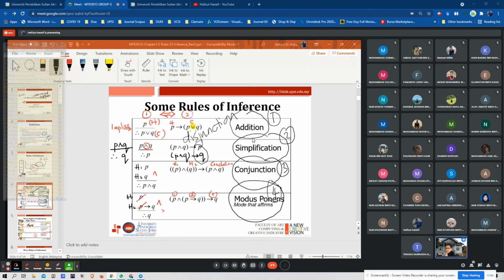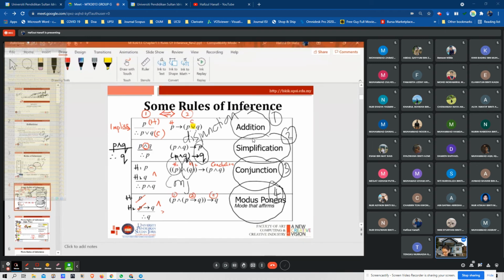However, there are some rules that are even more powerful than a rule of inference, namely rule of replacement. Okay, for conjunction, derive a conjunction by conjoining two sentences or hypotheses. This one you need to combine, or what we call conjoining.